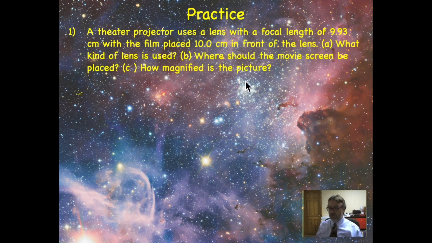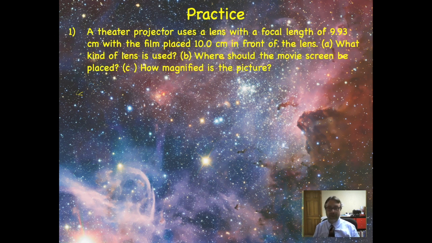So, nowadays most movie theaters are digital, but there are still some film theaters out there. A movie projector works by taking an image from the film and projecting it onto a large screen. Well, since I'm shining an image on a screen, that means that image has to be a real image. So that tells me what kind of lens I'm using.